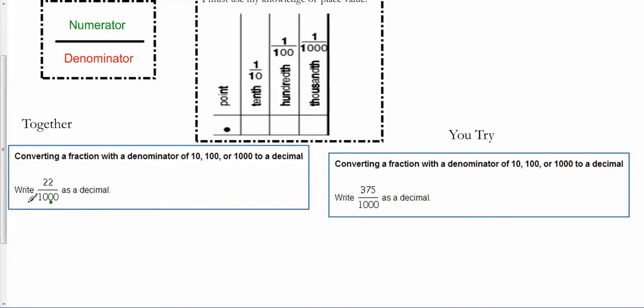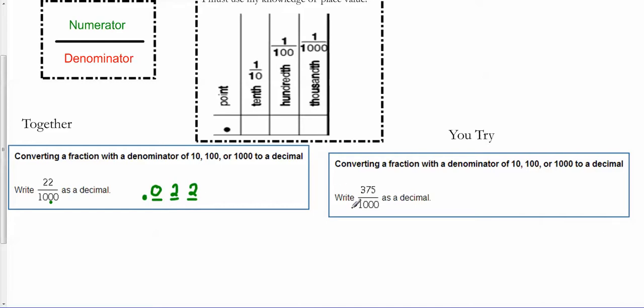So if my denominator is 10, 100, 1,000, it's pretty straightforward. Okay, how many zeros are here? There's 3. So that tells me I need 3 numbers to the right of the decimal point. So I've got to write 22 using 3 numbers. So 0, 2, 2. Now, you can put a 0 here, you can leave nothing there, it's the same thing. So I've got 22 thousandths.